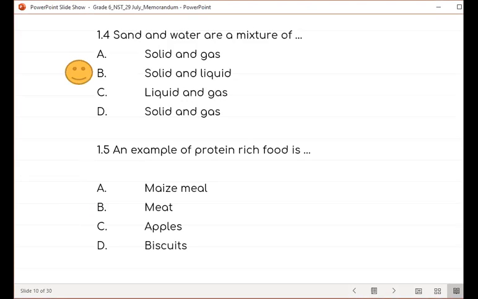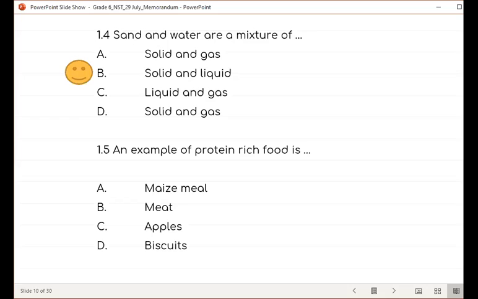Okay, question 1.5. An example of a protein-rich food is A, maize meal, B, meat, C, apples, or D, biscuits. Okay, I see most of us are saying B, meat. Yes, that is correct. So maize meal is a food rich in carbohydrates, right? And then obviously B is protein. And then C, which is our fruits and vegetables. Remember, fruits and vegetables on the food pyramid fall under vitamins and minerals, okay? And then biscuits, these are sweets. These are those lipids and oils that you should not take a lot of.